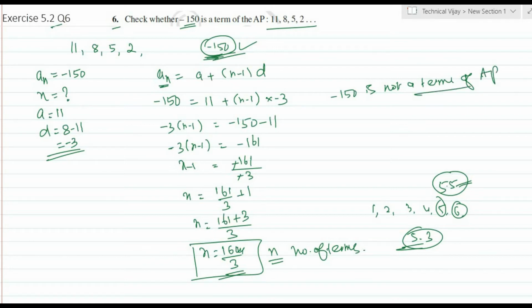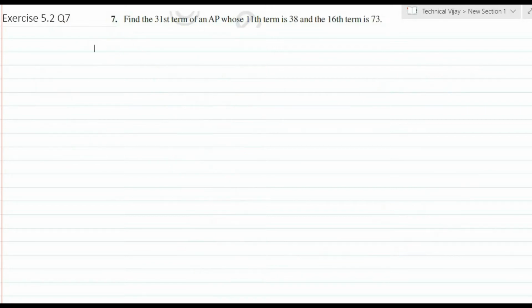Okay, we will go for the next one. Exercise 5.2, question number 7. Find the 31st term of an AP whose 11th term is 38, that is a_11 is equal to 38, and the 16th term, that is a_16, is equal to 73. So a_31 we have to find out.